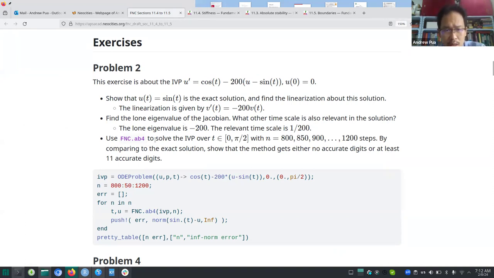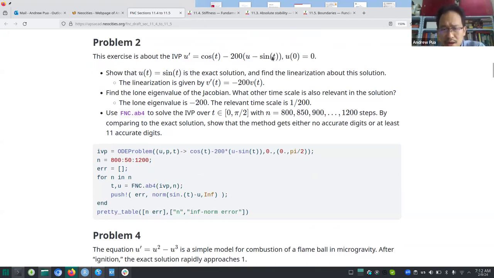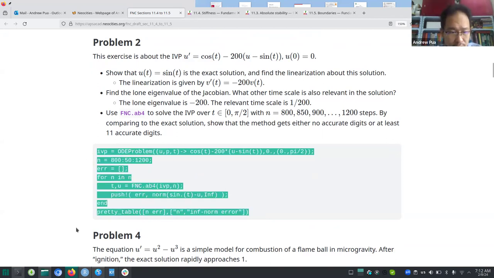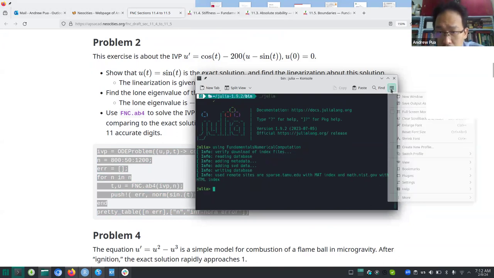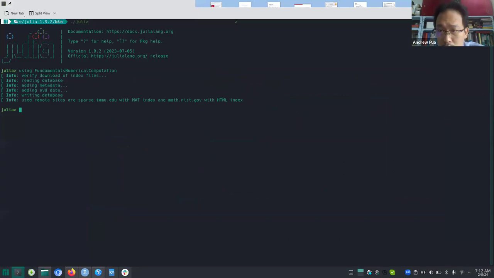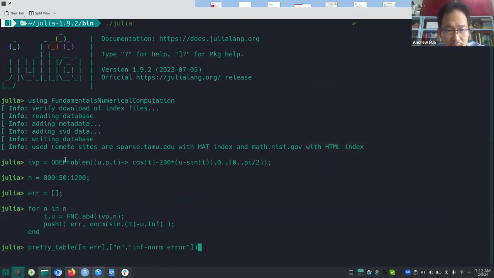And then you're asked to use Adams-Bashforth, I think, fourth order, to solve this initial value problem and then compare it to the exact solution. So let me just show this to you in Julia. Just make this larger. There. And so set up the IVP. So you have this ODE problem, and then the initial starting point, and then the time between 0 to pi over 2. And then these are the steps, 800 to 1200. And then you go through a loop, and then you have to look at the errors depending on the total number of steps you wanted to take.